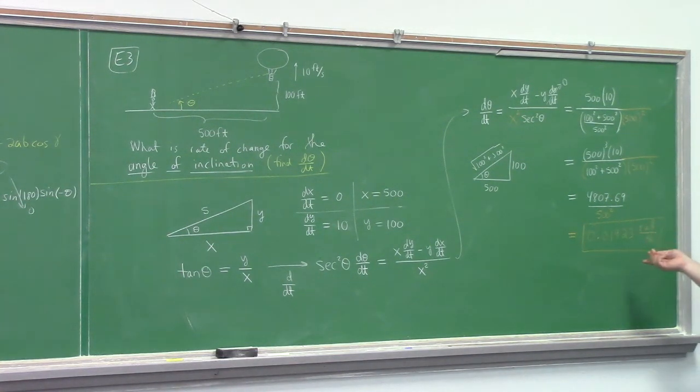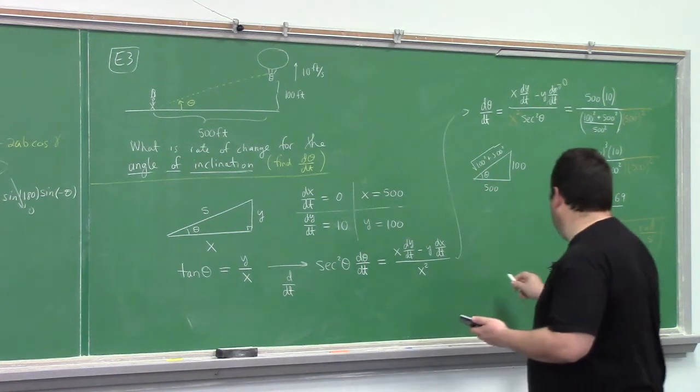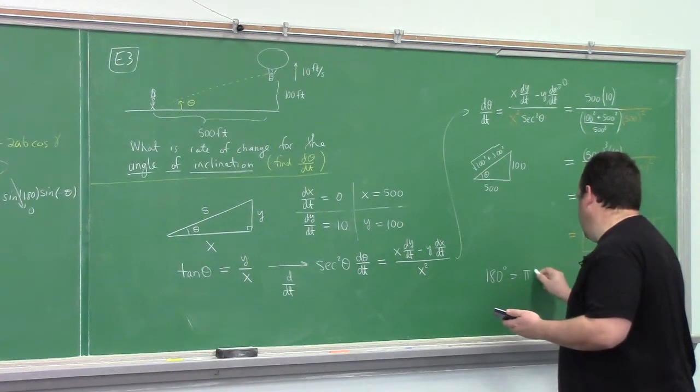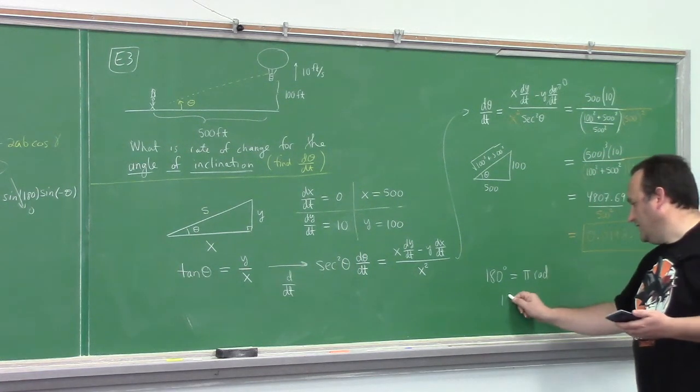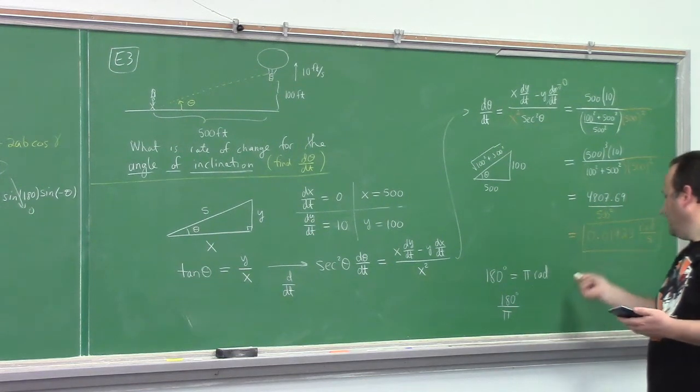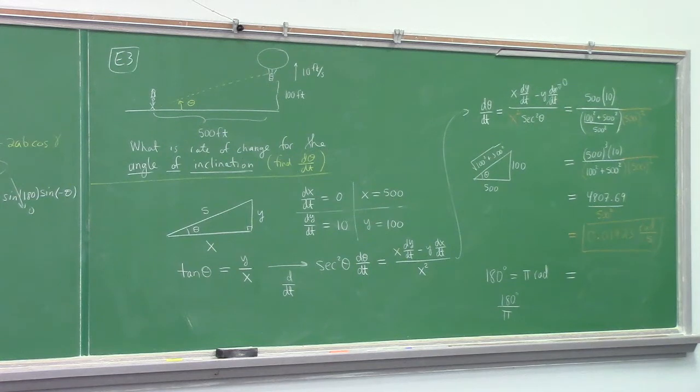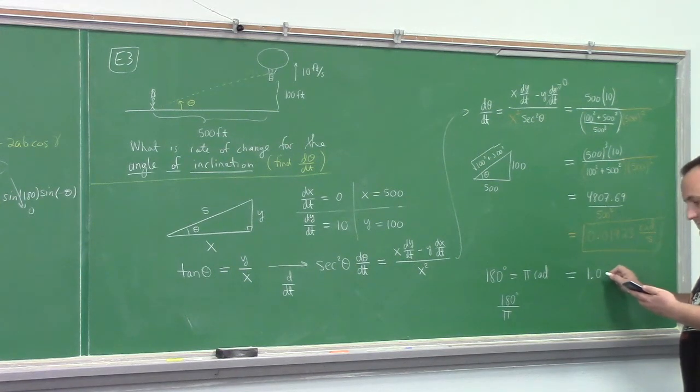And if we convert that to degrees, how many degrees per second is that? How many radians is a degree? I will remind you, 180 degrees equals pi radians. So I have to multiply by 180 over pi to change from radians per second to degrees per second, which I think is like multiplying by 57. What'd you get? Okay, I changed my calculator to degrees. Fair enough. So 1.102 degrees per second, let's say.